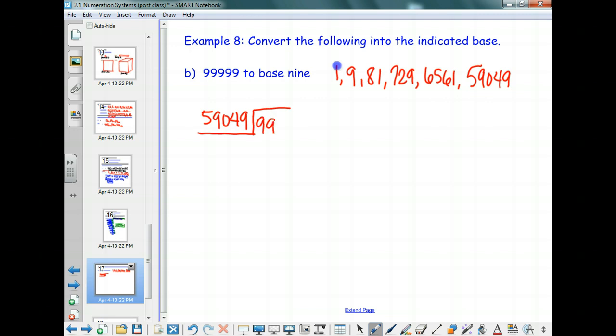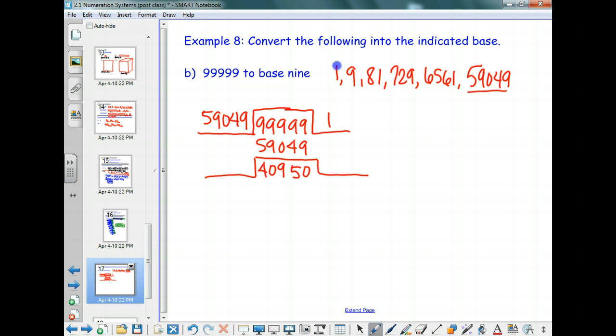And I want to divide 99,999 underneath. And it's going to go in how many times? Once. 59,049. And I'm going to subtract. What am I going to get? 40,000, what's next? 950. Awesome. So I've done my first power, largest power, of 9.